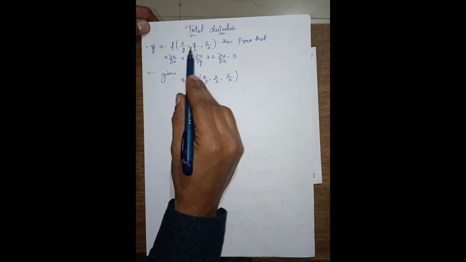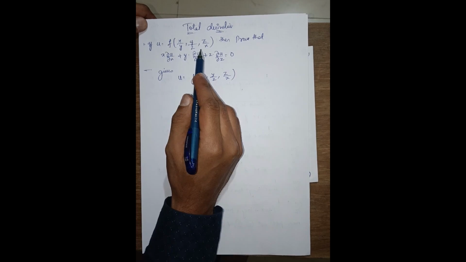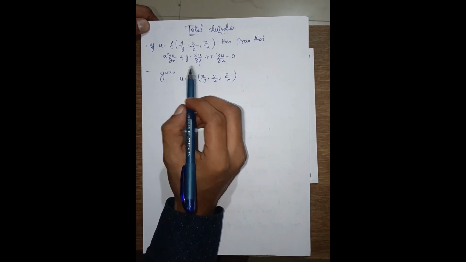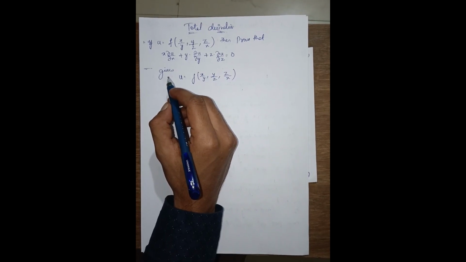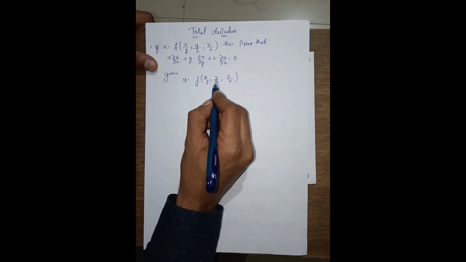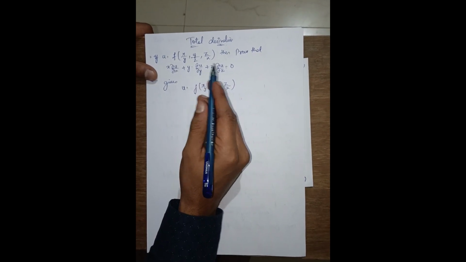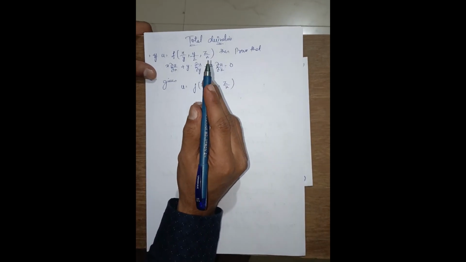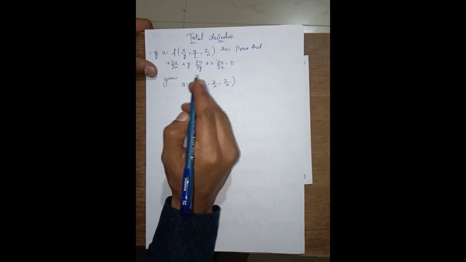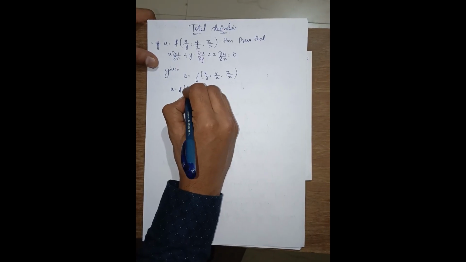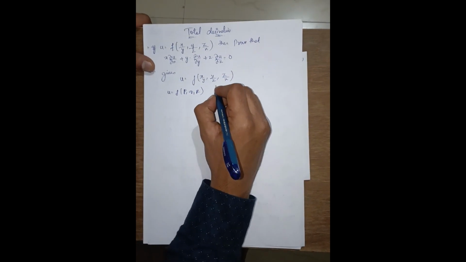Now, in total derivative we have to convert the given function into a composite function. That is, the given function is in the form of f of x, y, z, but we need to convert it to the composite function in terms of p, q, r respectively. That is, u is equal to f of p, q, r.